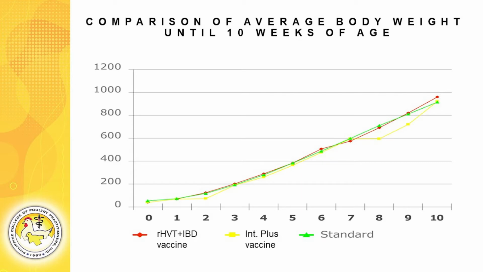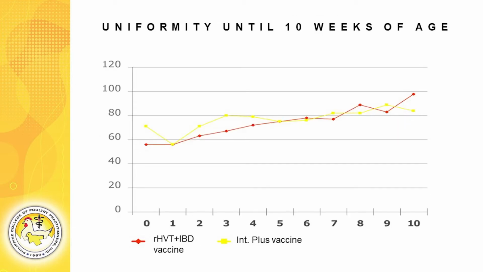And uniformity, in the next slide, until 10 weeks of age, we see that the uniformity was the best also for the group that was vaccinated with the HVT-IBD vaccine in comparison to the group that was vaccinated with the intermediate plus type of vaccine.